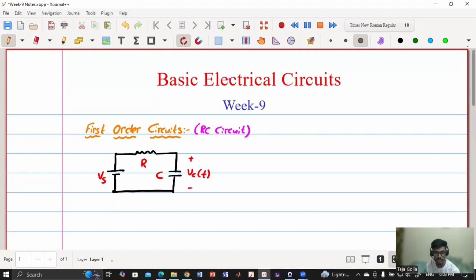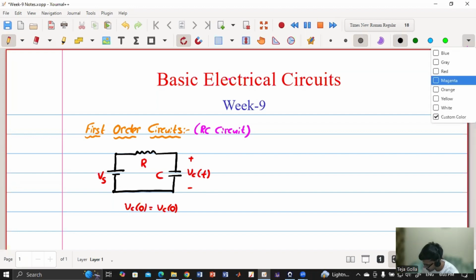Initially, you can say that the voltage source is not connected. At t equals 0, this is connected. And let us assume that VC of 0 is VC of 0 only, not 0 or so, so that we'll get the generalized expression. So first of all, let the current be IC.